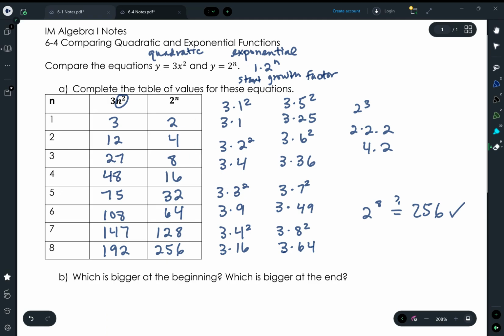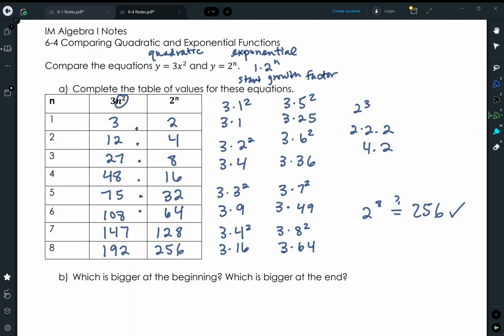So now that we have our table done, let's see what we're trying to look at here. The whole crux of this section is comparing quadratic and exponential functions. So part B is asking us which is bigger at the beginning. If I'm looking at the n equals 1 row, my 3n squared is bigger. In the n equals 2 row, 3n squared is still bigger. The third row, it's bigger. The fourth row, it's bigger. And the fifth row, and even the sixth row.